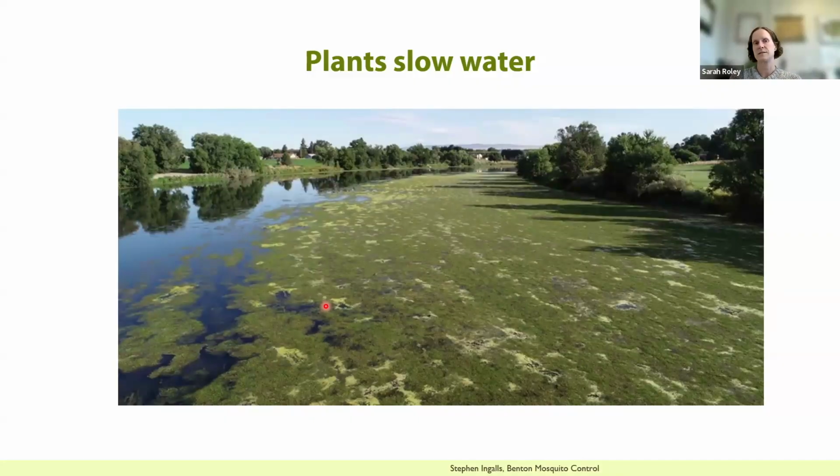Once plants get into a system, they can change things as well. So one thing they do is they slow down water. So water hits it, there's friction, and it slows down. And it can be pretty dramatic in some cases. This is part of the Yakima, where the water stargrass has basically slowed flow to the point where it's stagnant enough that it creates mosquito habitat.